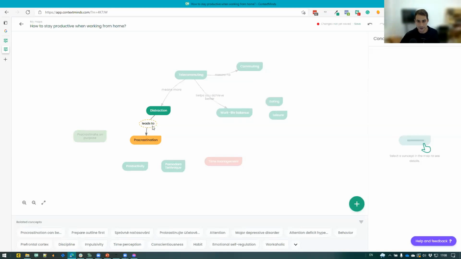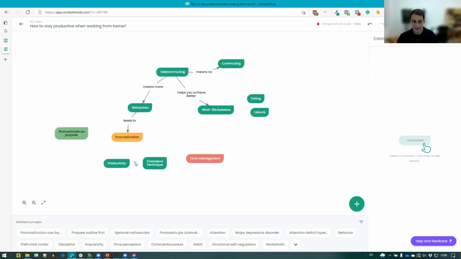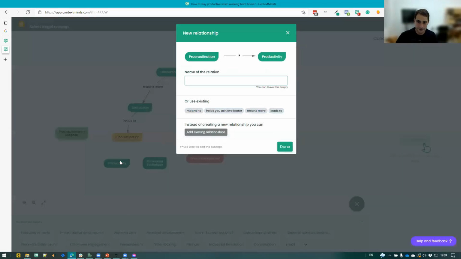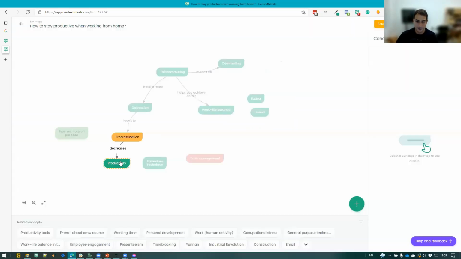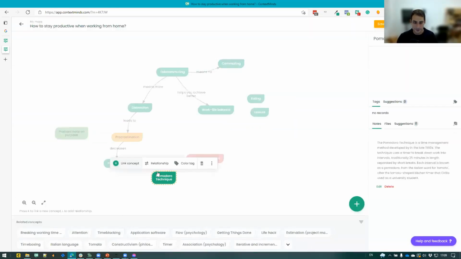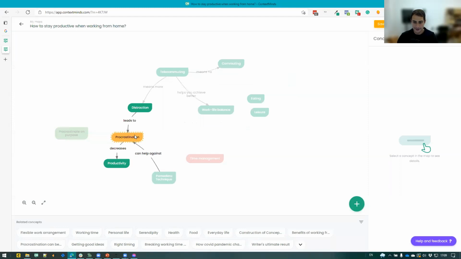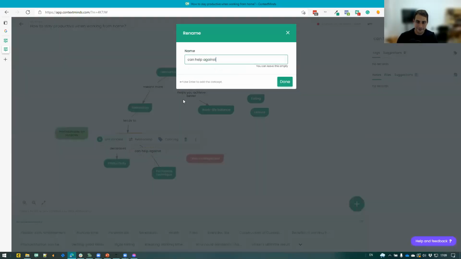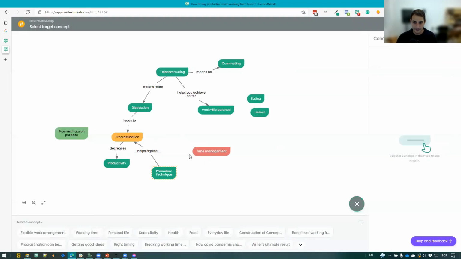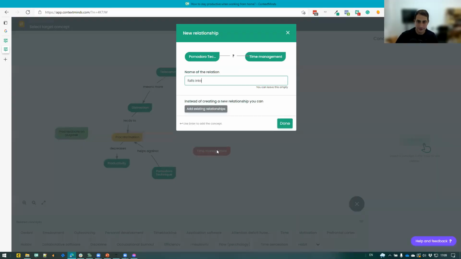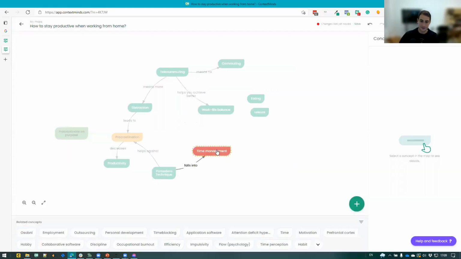Again, notice this simplification. If I want to be exact, I should say something like distractions might increase the chance of procrastination, but I simplified it like this, saying just leads to, and procrastination decreases productivity, and Pomodoro technique can help against, or even better, I could just say helps against, and falls into, let's say just falls into time management.